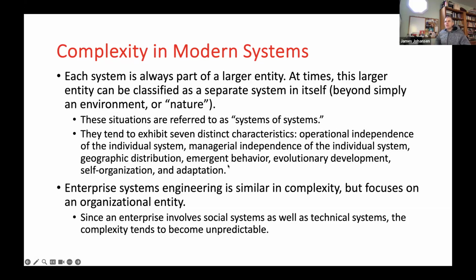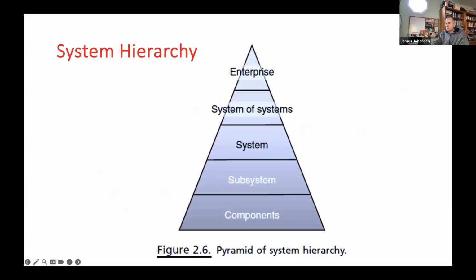If you hadn't thought about these things, how they would work together, there's going to be some results that are characteristic of that as a new whole. There can be evolutionary development. People get better at knowing how to work with these things together as a unit. There can be self-organization and adaptations. So enterprise system engineering is similar in complexity, but focuses on an organizational level. And so we have systems, we can have systems of systems, and then we can have enterprise systems. These are some terms that we're going to be getting some insight into as we progress in the course.